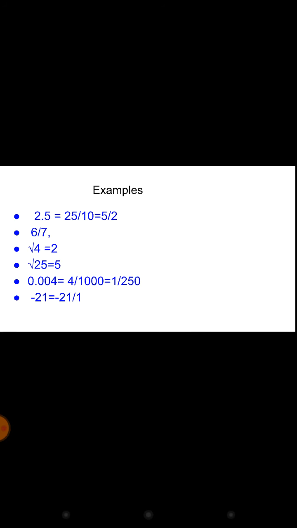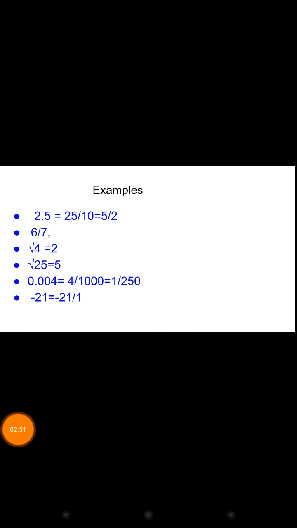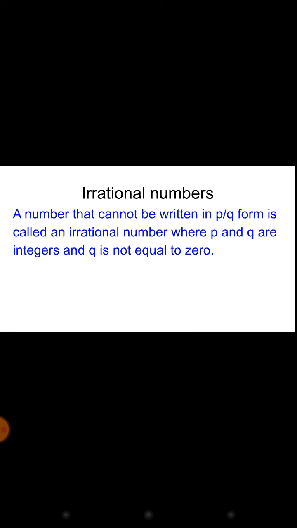0.004 can be written in the form p upon q as 4 upon 1000, or by reducing it to the lowest term we can write it as 1 upon 250. And in the last example, minus 21, we can write it as minus 21 upon 1 in p upon q form. So minus 21 is also a rational number. So students, that was rational numbers.